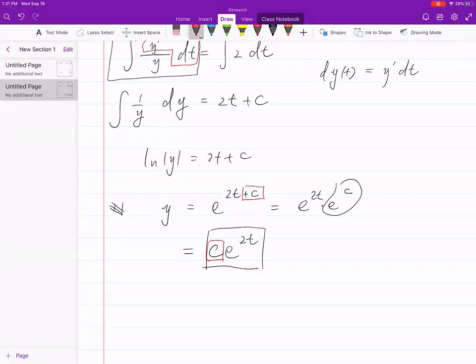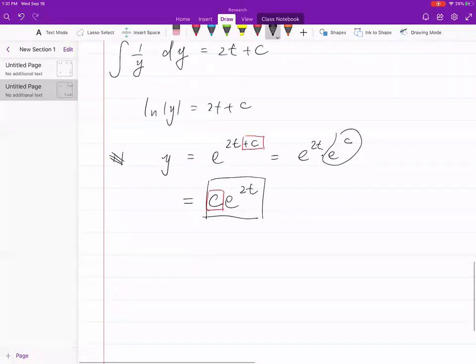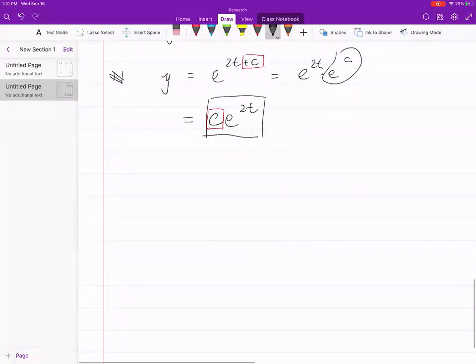Everything makes sense here? All right. This is called separable. Let me write it down. Separable differential equations.